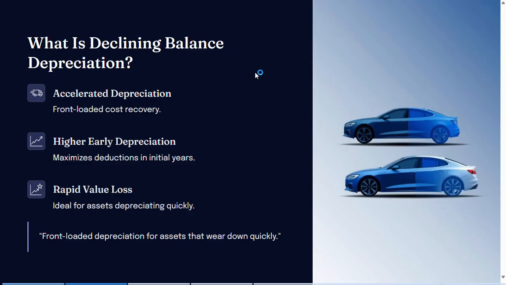So, what is declining balance depreciation? Declining balance is an accelerated depreciation method, unlike the straight line method, which spreads cost evenly. This approach front-loads the depreciation. The asset loses more value in the earlier years and less as time goes on. This matches reality for many types of equipment, machines, electronics, and technology that perform best when new.